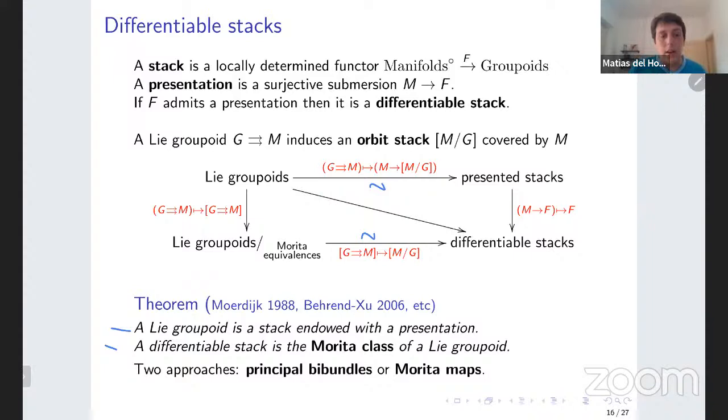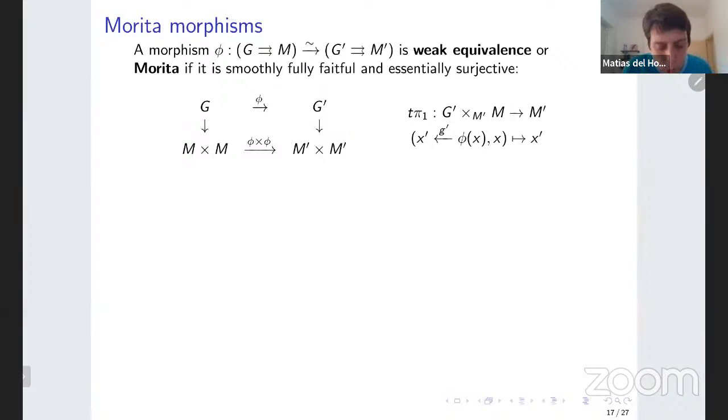What I want to say is that to study stacks, which are these singular quotients, and to do differential geometry over them, I need to work with Lie groupoids modulo an equivalence relation, which can be presented either by bundles or Morita morphisms, weak equivalences, if you want. So what is a weak equivalence between groupoids? It's a morphism of groupoids which is fully faithful and essentially surjective.